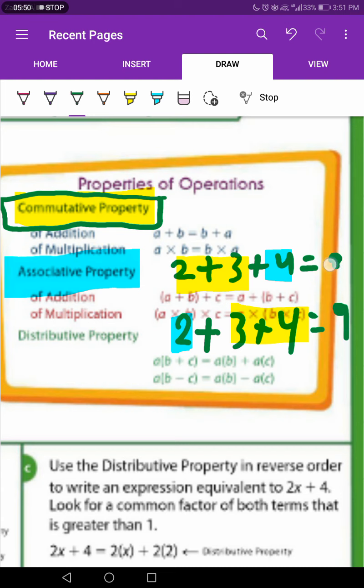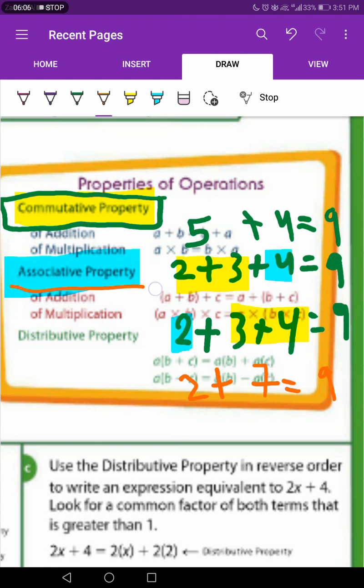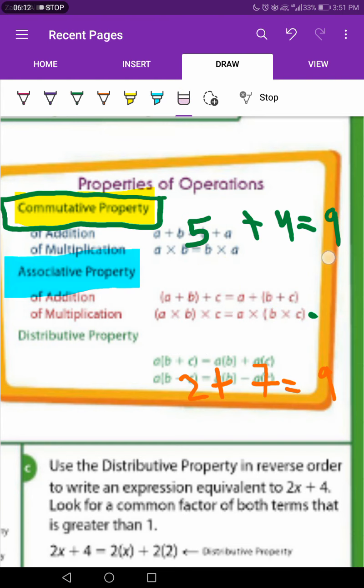Try. 2 plus 3 equals 5. 5 plus 4 equals 9. And here the same thing. 3 plus 4 equals 7. Plus 2 equals 9. So associative property means I can start from anywhere. Can we apply this in multiplication, teacher? Yes, you can apply it in multiplication.